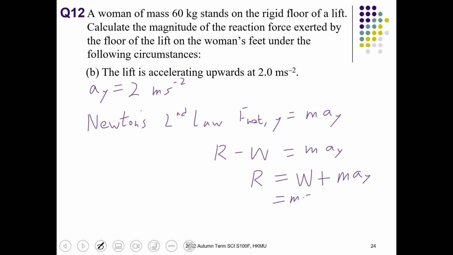The weight is mg, plus m a_y. Mass is 60, G is 10. The same as before, mass 60 and a goes to 2. The normal reaction is larger than the weight, where virtually the woman gains weight as a result of the lift accelerating upwards.